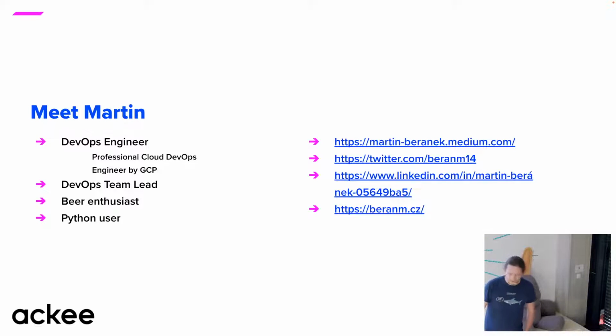So as I said, my name is Martin. I'm a DevOps engineer. It's like a cool thing sysadmins are called nowadays. Actually, there's a certification from Google which says that I am a professional cloud DevOps engineer. So I usually say that because DevOps is real for some reason, even though it's a culture. So I'm a DevOps team lead here. I do not really know what that actually means in real life, but whatever. I like beer. I do like to work with Python, which is kind of odd.